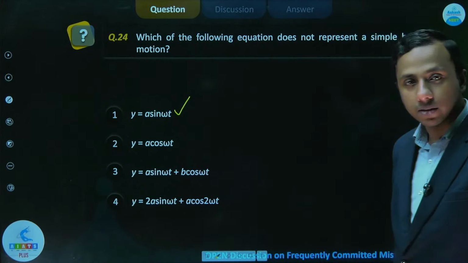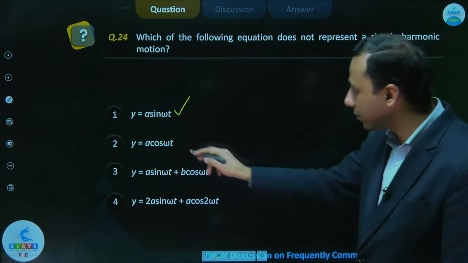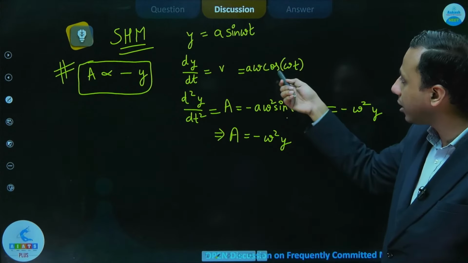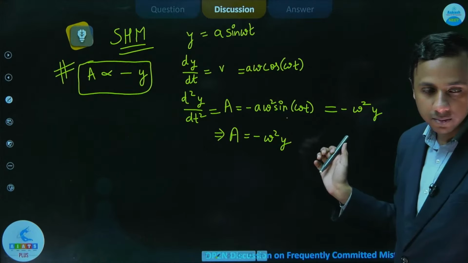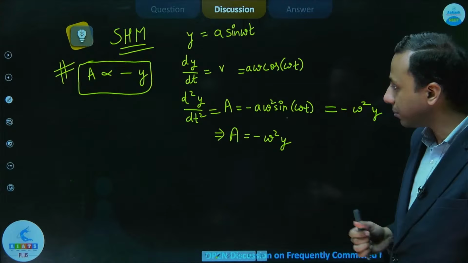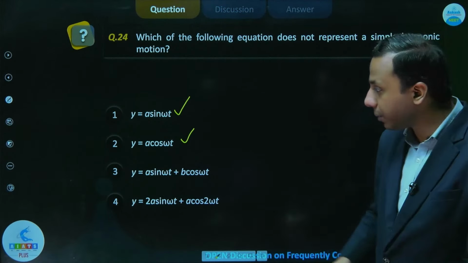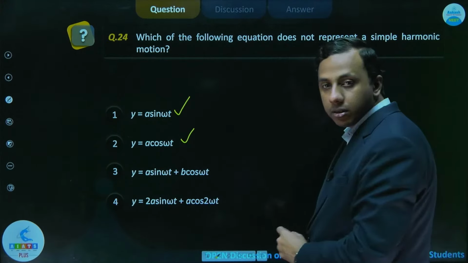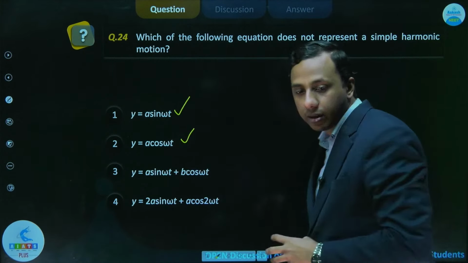Similarly, this one also you can check, it is also an SHM, right? Follow the same steps. Cos here will become minus sign, then here again it will become minus cos, right? So once again you will have this expression. So it is an SHM. What about this one? This is also an SHM, right? Because here if you take A sin omega t and B cos omega t as a whole, and apply the same thing, then also you will get it.